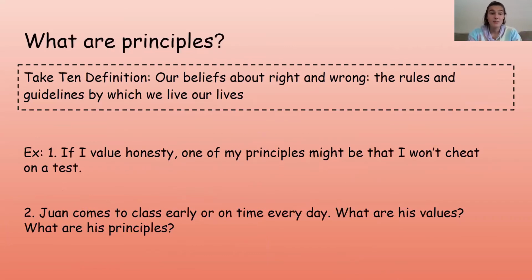So what are principles? The Take 10 definition is that principles are our beliefs about right and wrong, the rules and guidelines by which we will live our lives. So for example, if I value honesty, one of my principles might be that I won't cheat on a test. So the value is the trait that I have, and the principle is going to be the action that I will either take or not take, so that I can live according to the values.